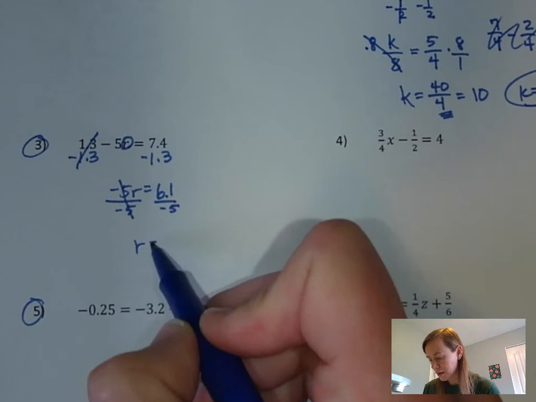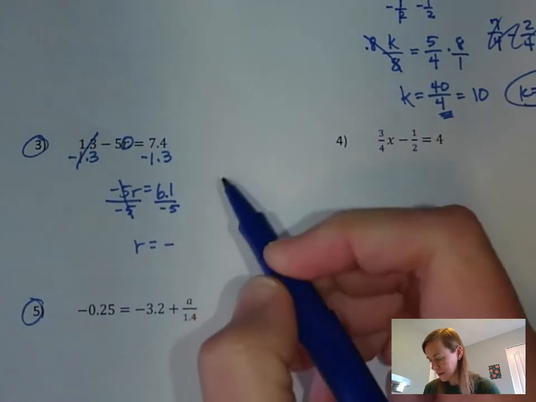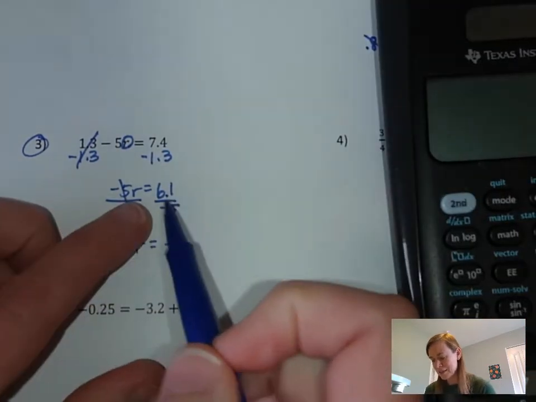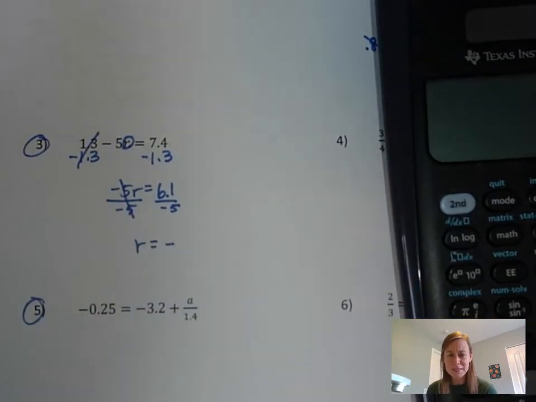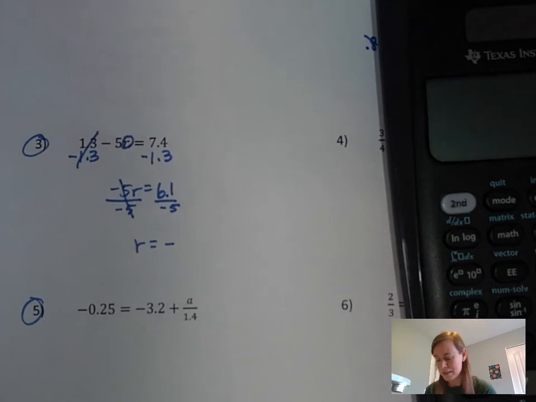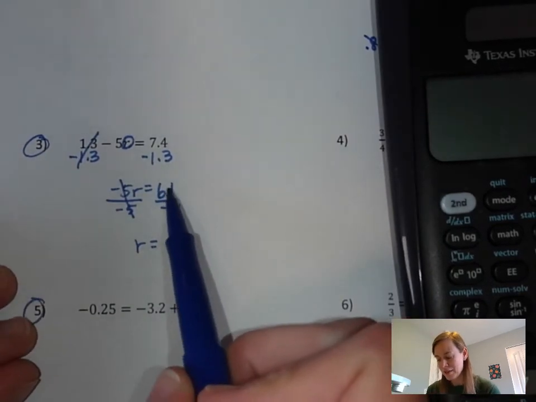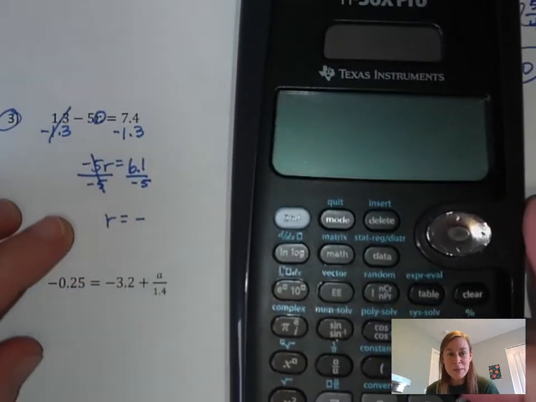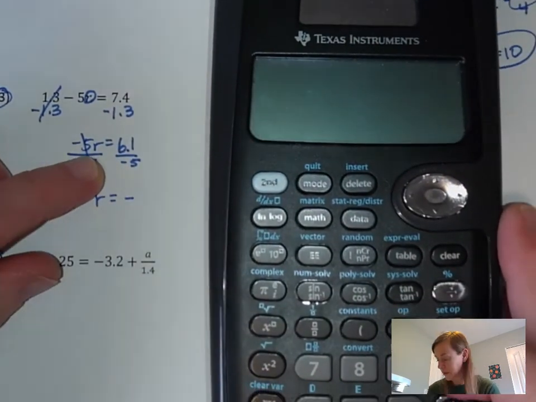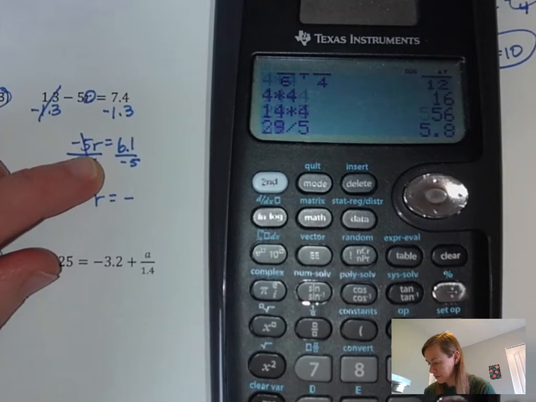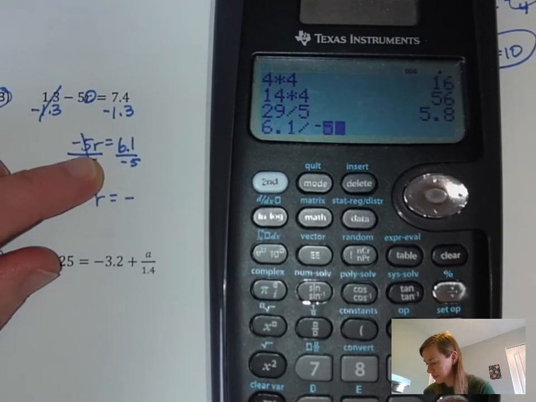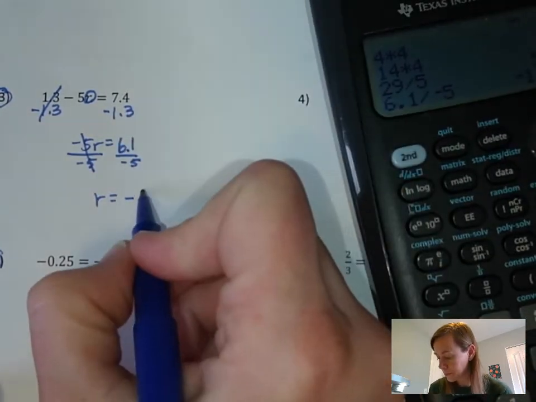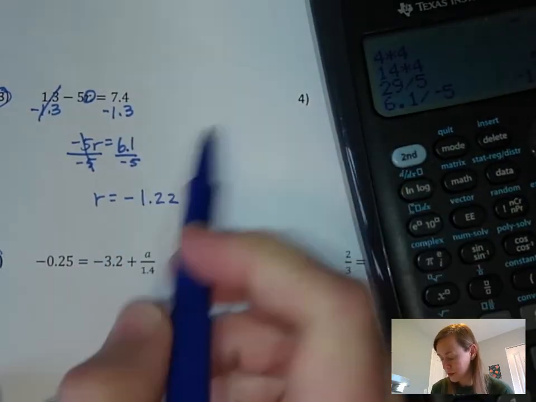You're going to be left with r equals negative, well, let's figure out on our calculator. I was going to say 6.1 over 5, but you know what? This problem is in decimals, so let's just give it a nice decimal. You don't really want to have a decimal in a fraction, although you might see it sometimes. It's better just to give a nice clean decimal here. So let's do that. 6.1 divided by negative 5 is going to be negative 1.22. And there's your answer there.